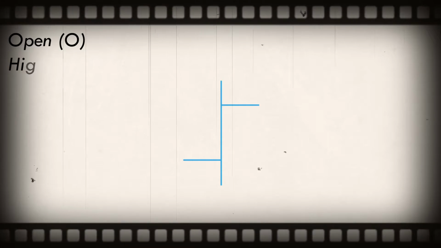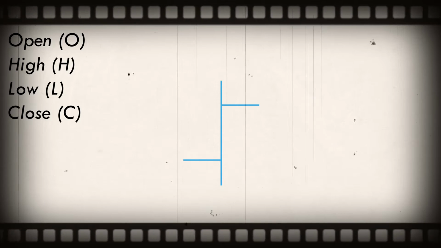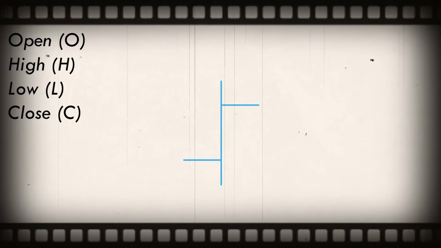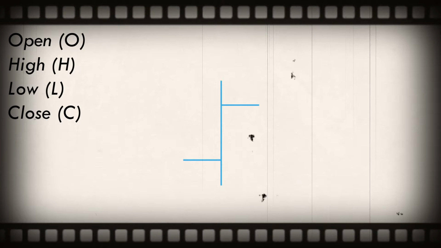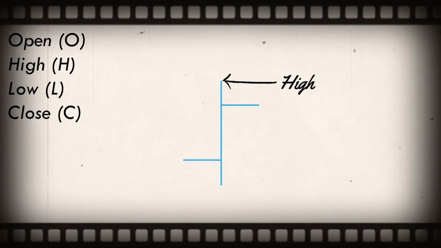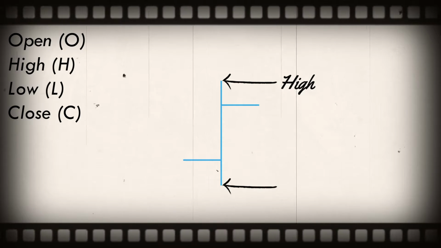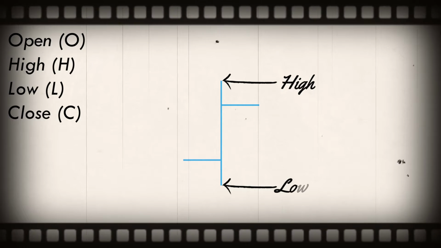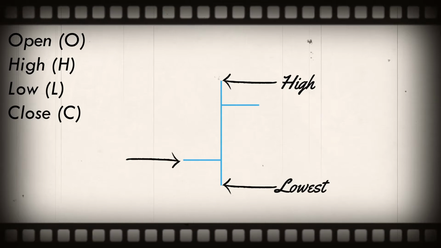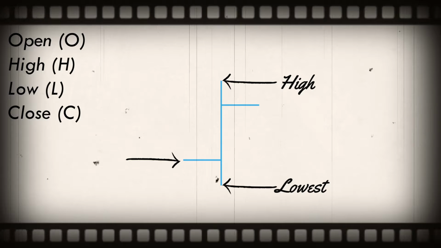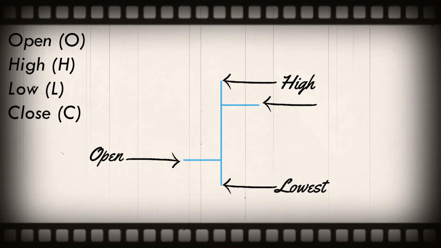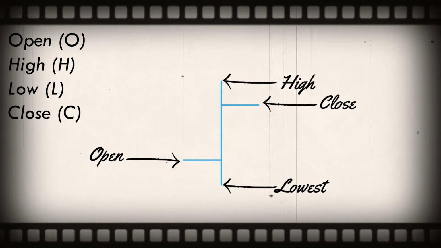The bar chart, on the other hand, is a bit more versatile. A bar chart displays all 4 price variables: open, high, low, and close. A bar has 3 components. The central line, the top of the bar, indicates the highest price the security has reached. The bottom end of the bar indicates the lowest price for the same period. The left mark/tick indicates the open. The right mark/tick indicates the close.